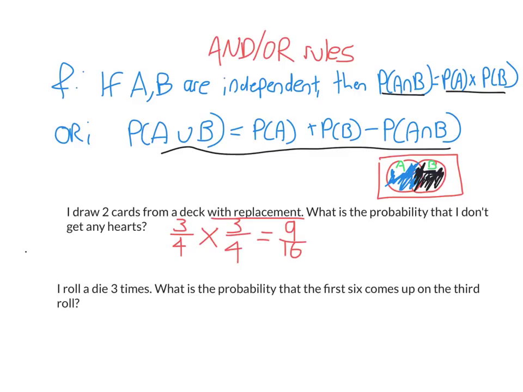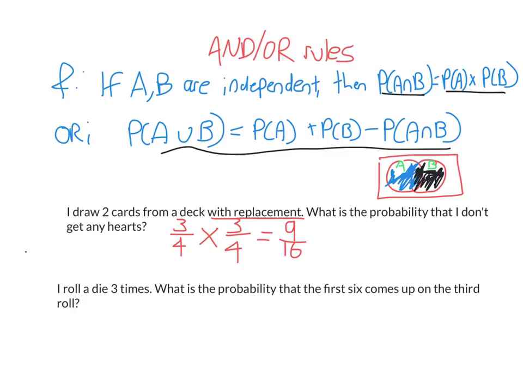Let's look at another example. So let's look at this question here. I roll a die 3 times. What is the probability the first 6 comes up on the third roll? So here I'm just assuming it's a normal 6-sided die. So what I'm saying is, what's the probability I don't get a 6 on the first go, and I don't get a 6 on the second go, and I get a 6 on the third go?